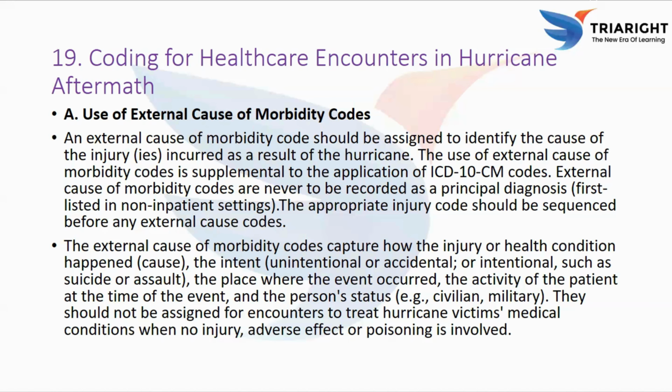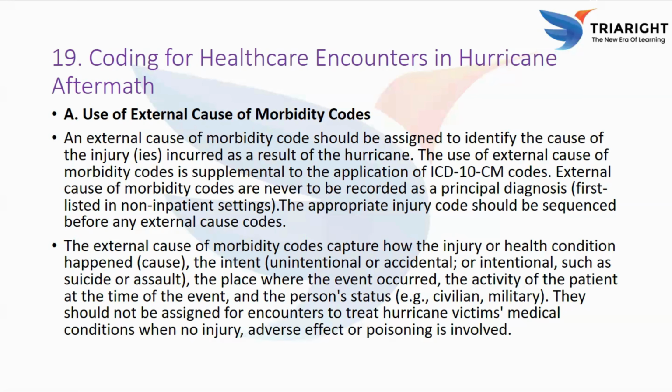What do these codes capture? They explain the details of the event, such as the cause, meaning how the injury happened. Was it accidental or intentional? Where it occurred, which is the place of occurrence. What activity the person was doing when it happened. And also the person's status, whether a civilian, a military person, etc.